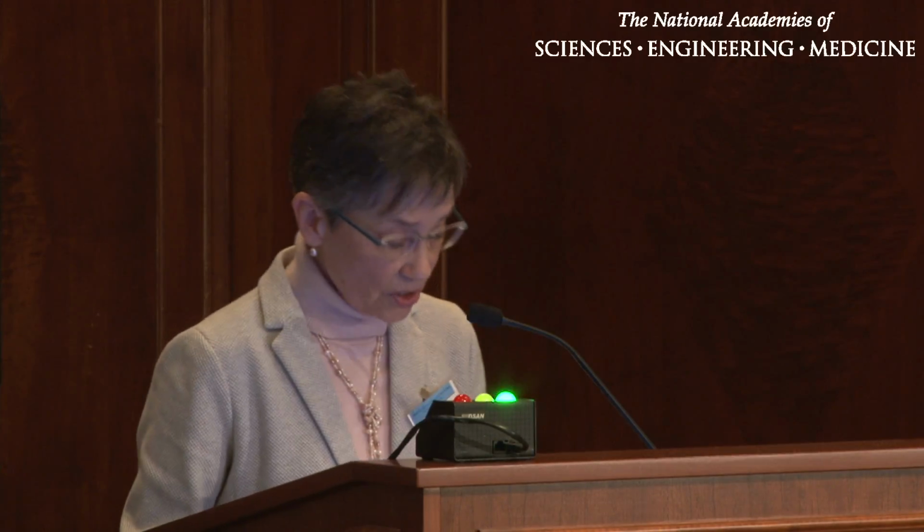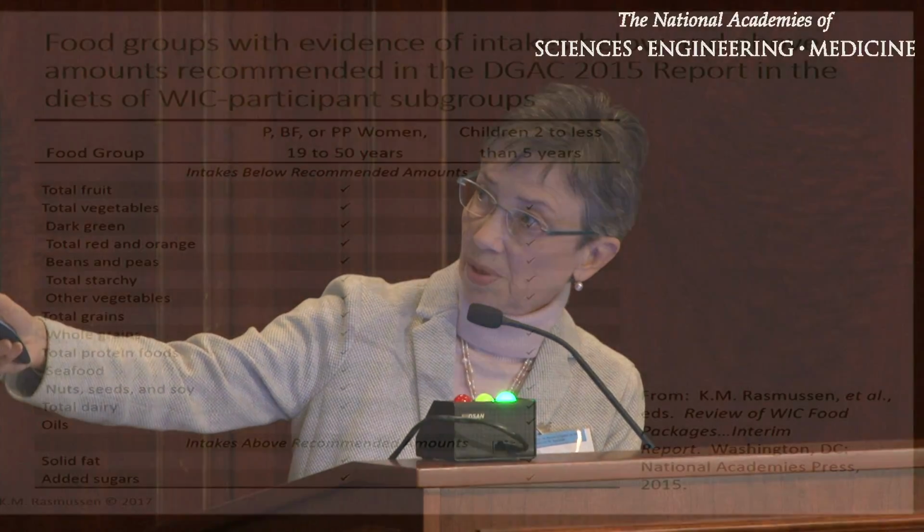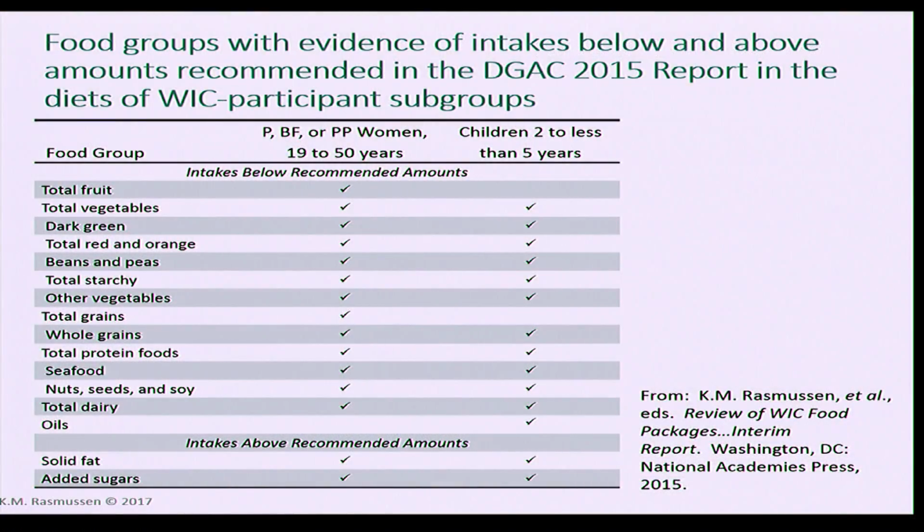All right, so now let's look at that same two groups of individuals, the pregnant, breastfeeding, or postpartum women, and the children 2 to 5, and down the left side here are the food groups. And what we see is a very different picture. Though women are still not doing very well, except for oils, as you might expect because their nutrient intakes were so poor.